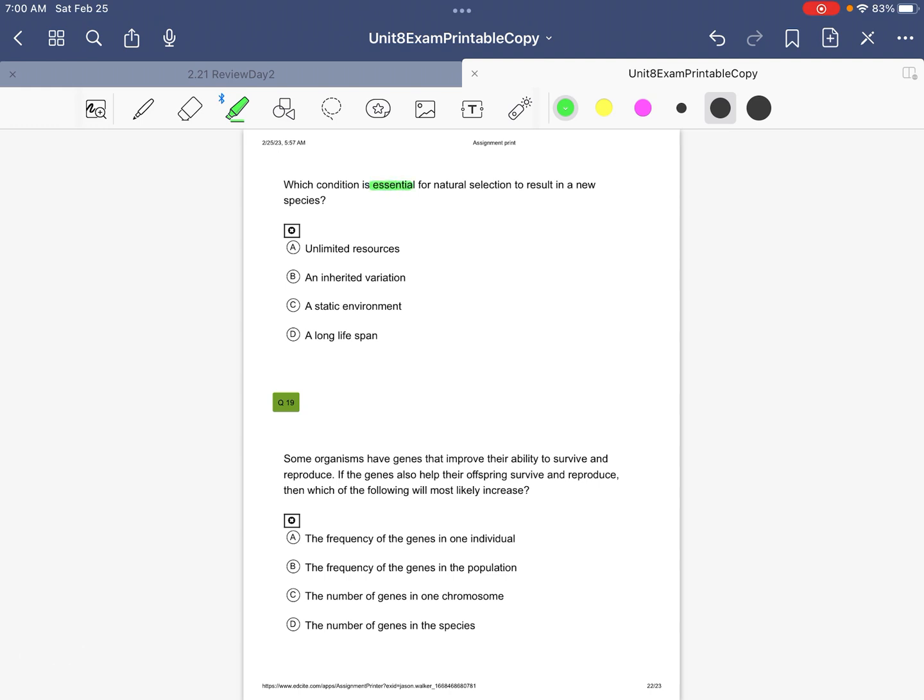K-class, which condition is essential for natural selection to result in a new species? So what do we need for natural selection? We've gone over this. You need variation because in the word itself, it says selection. It's going to select the best trait, and you need one that gives you an advantage because you're going to choose the best trait. Unlimited resources, this means that everything that you need is available. Unlimited resources sounds great, but again, there is no competition. You do not know what traits are better because everyone is just getting everything that they need.